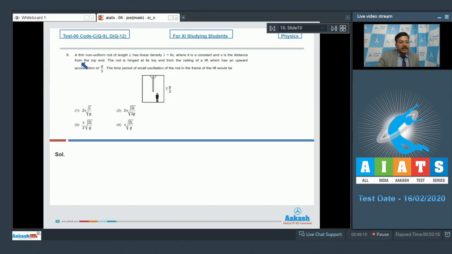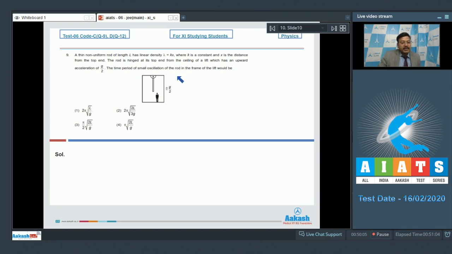Question 9 says a thin non-uniform rod of length L has linear density lambda equal to kx, where k is a constant and x is the distance from the top end. The rod is hinged at its top end from the ceiling of a lift which has an upward acceleration of g by 2. The time period of small oscillation of the rod in the frame of the lift would be. So this is a lift which is accelerating upward with acceleration g by 2, and it's a non-uniform rod whose linear density varies as kx, where x is the distance from the top end. We have to now find the time period for small oscillation of the rod in the frame of the lift.